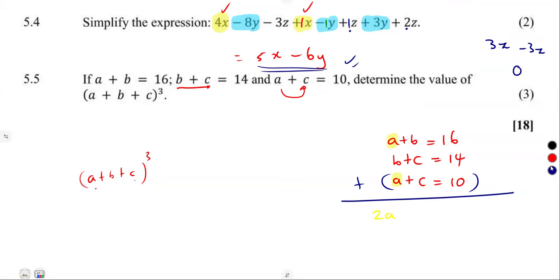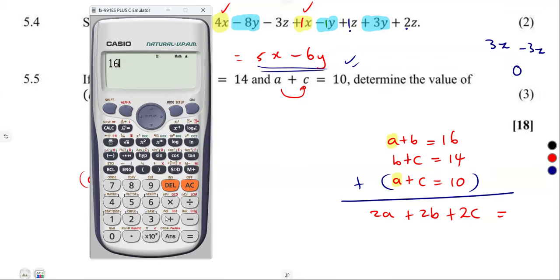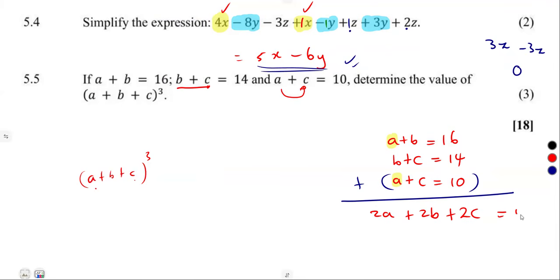This is going to give us 2A. The same thing with the B. This is B, this is B. So B plus B is going to give us 2B. The C and the C, add them together. That's 2C. All right. And this is equal to adding these numbers together. So if you add those 16 plus 14 plus 10, that was going to give us 40.